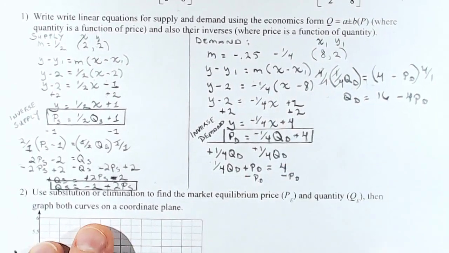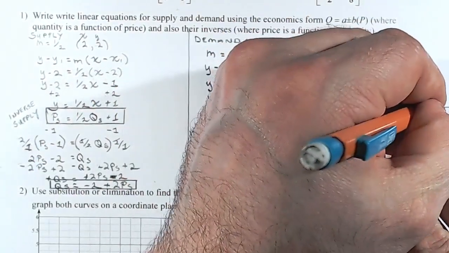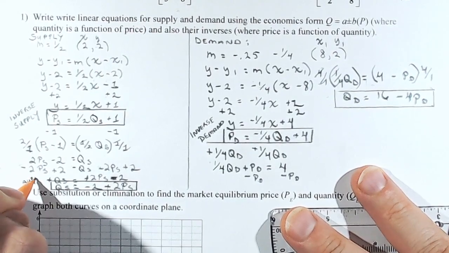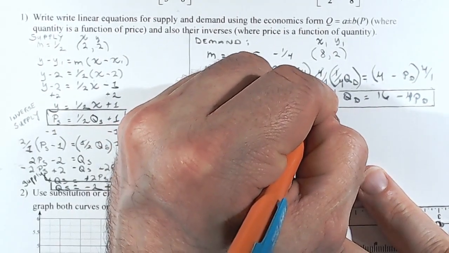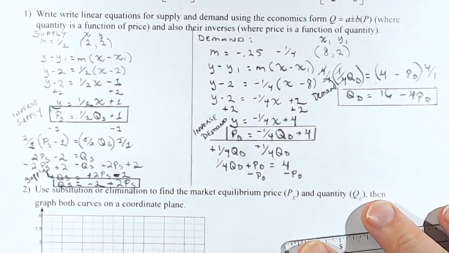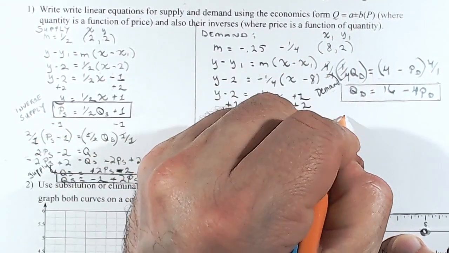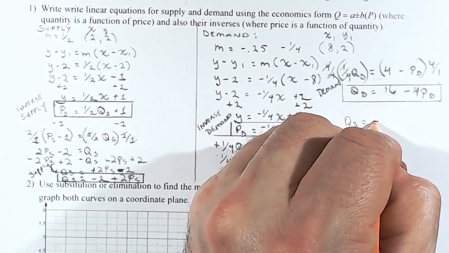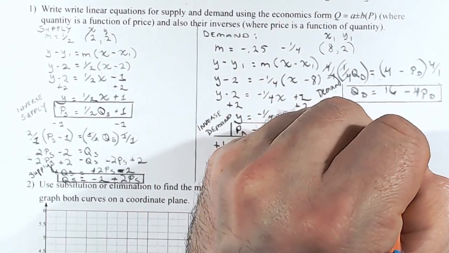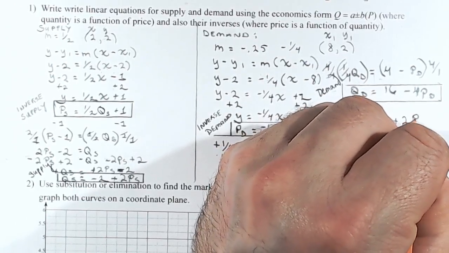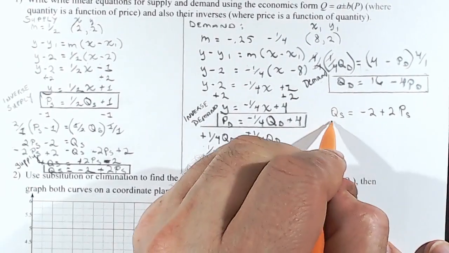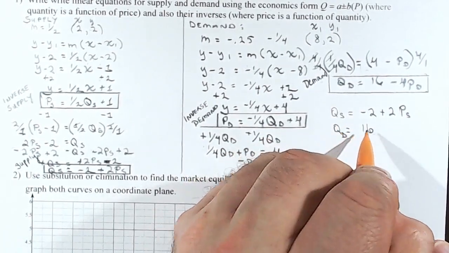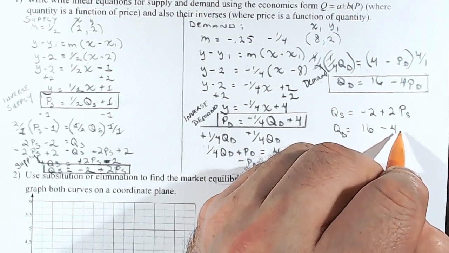Okay, so this is the demand equation, right? So this over here is the supply equation, and this is the demand equation. Now let me write those again so we've got them all together. Quantity supply is equal to negative 2 plus 2 times P. And quantity demanded is equal to 16 minus 4 P sub D.